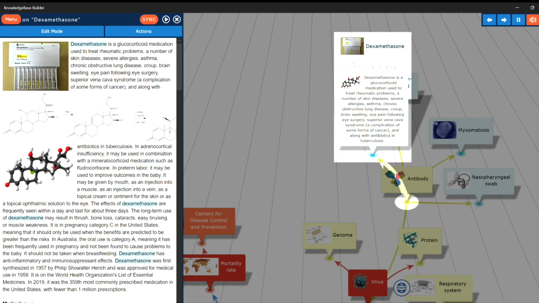Dexamethasone. Dexamethasone is a glucocorticoid medication used to treat rheumatic problems, a number of skin diseases, severe allergies, asthma, chronic obstructive lung disease, croup, brain swelling, eye pain following eye surgery, superior vena cava syndrome, a complication of some forms of cancer, and along with antibiotics in tuberculosis.